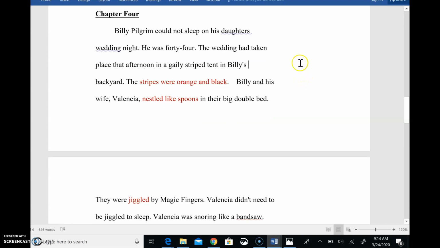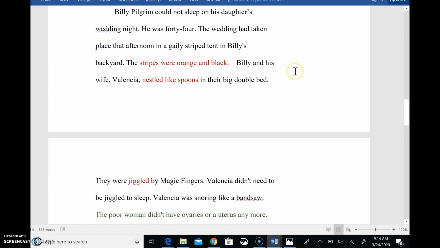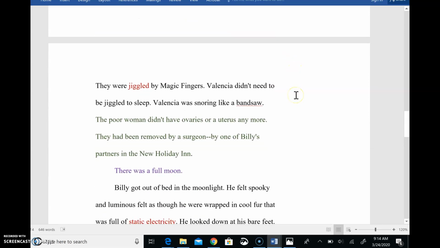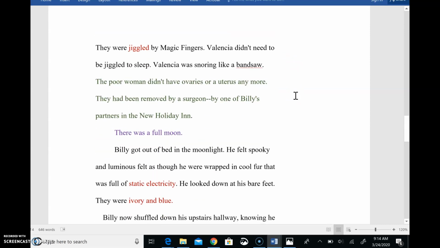Billy Pilgrim could not sleep on his daughter's wedding night. This is from the PDF, and it's missing an apostrophe, children. He was 44. The wedding had taken place that afternoon in a gaily striped tent in Billy's backyard. The stripes were orange and black. Billy and his wife, Valencia, nestled like spoons in their big double bed. They were jiggled by magic fingers. Valencia didn't need to be jiggled to sleep. Valencia was snoring like a bandsaw.